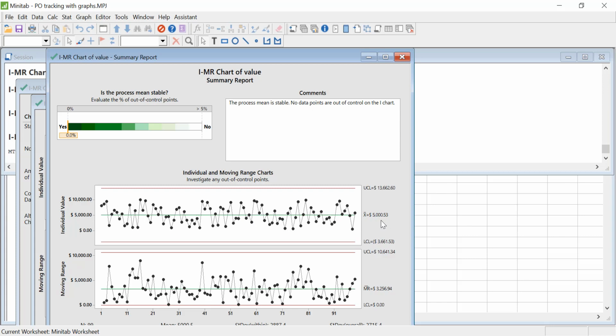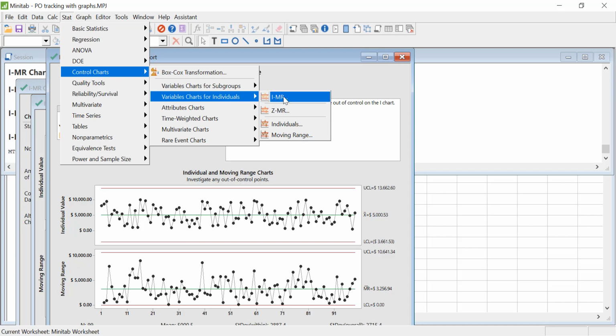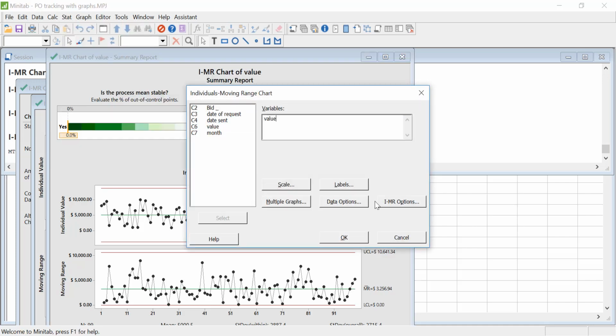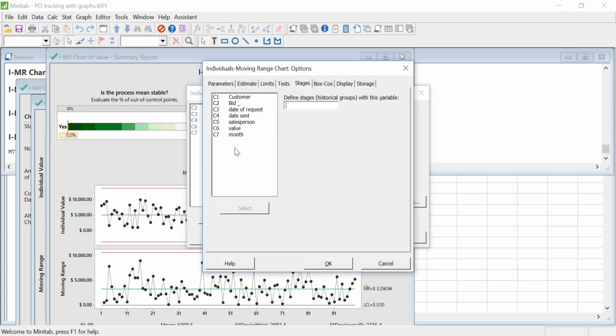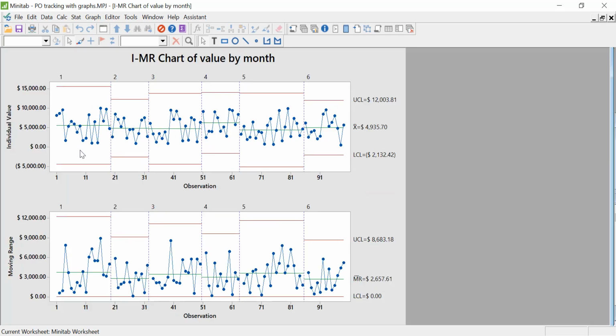It might be interesting to know, are things different month to month? If you go under the regular stat menu, control charts, this is variables data for individuals, we can plot this value. Down here in the options is a very useful thing called stages. Now we have this variable called month that shows which month the bid was made in. If I include that, what I end up with is a control chart that basically has separate mean, center line, and control limit for January, February, March, April, May, June. In this particular case, you can see that pretty much it's stable over the 6 months.